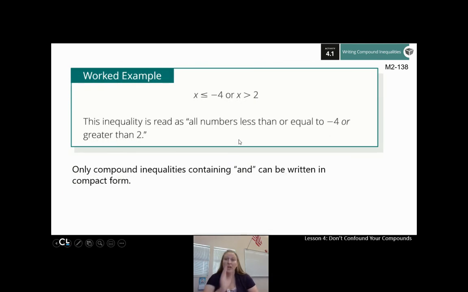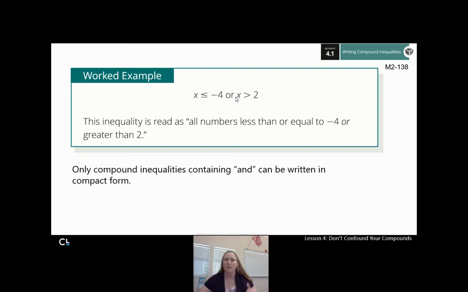Here's an or one. We haven't seen these yet, right? We've only been dealing with the ands, but we do also have ors. Those are happening as well. So this inequality reads as all real numbers less than or equal to -4 or greater than 2. Now, I'm going to point something out here. Because this is an or, it's a union, it's not an intersection. Notice it's not the stuff in between anymore, right? This is stuff less than or equal to -4, and it's also stuff greater than 2.